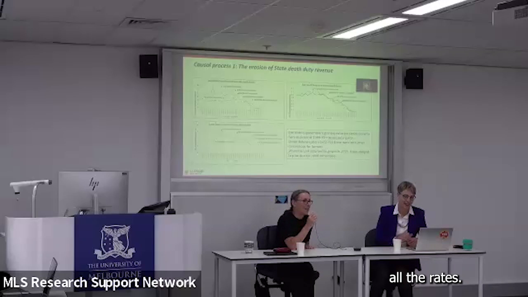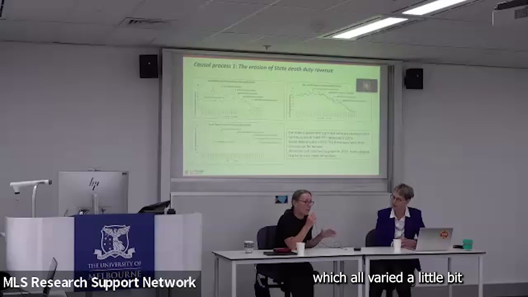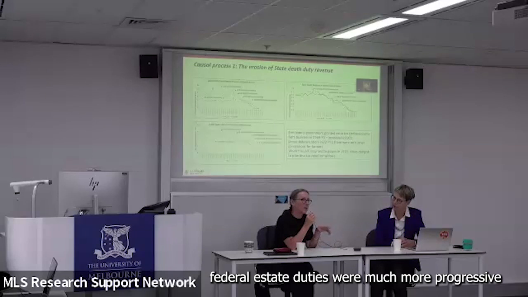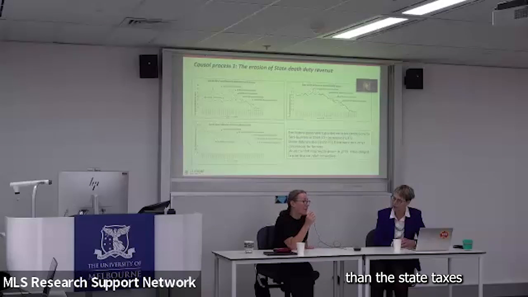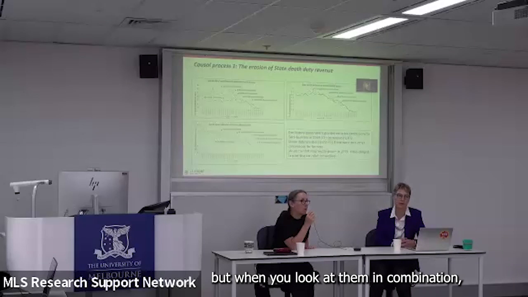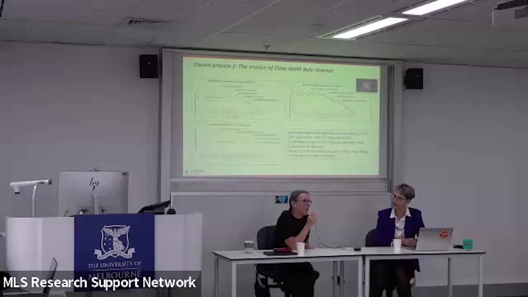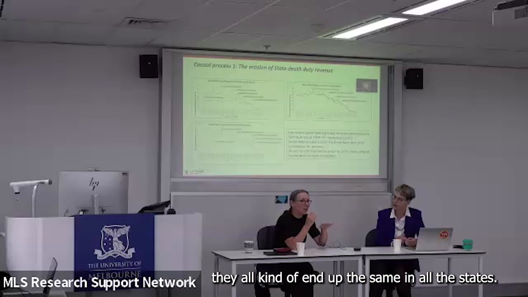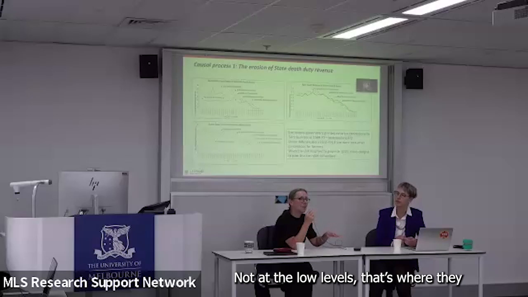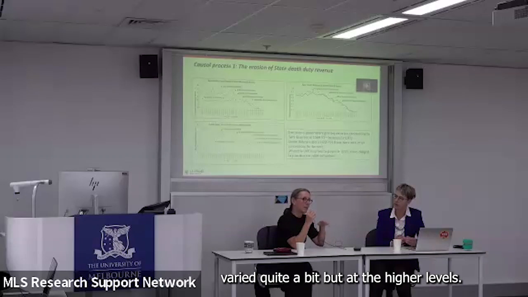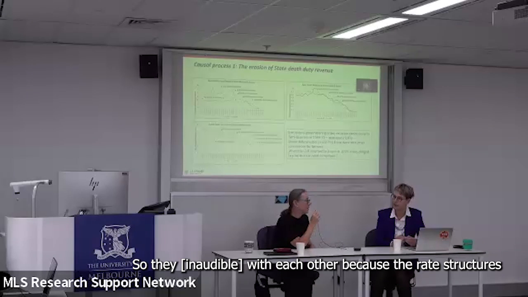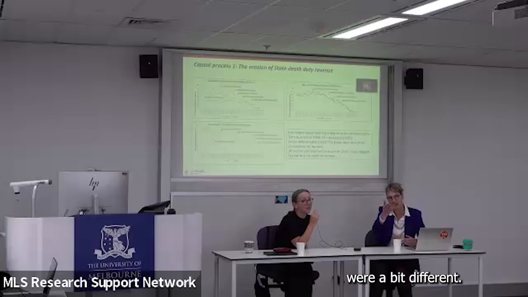What I can tell you is that the federal estate duties started at a different tax-free threshold compared to the states, which will vary a little bit, and the federal estate duties were much more steeply progressive than the state taxes. But when you looked at them in combination, they all kind of ended up the same in all of the states. Not at the low levels, that's where they vary quite a bit, but at the high levels, they were pretty much the same. So they kind of affected each other because the rate structures were a bit different. So it's kind of competitive.